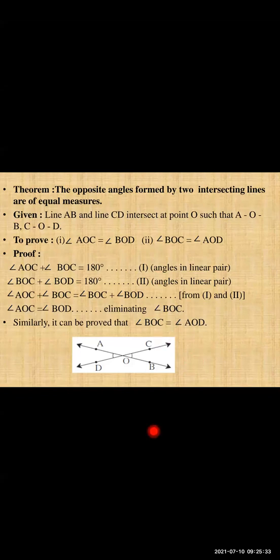So for the second angle, what will we consider? We will consider this part, COB and BOD, and BOD and DOA. Like this, if we consider these two and these two, again we will get this remaining part, or like this.